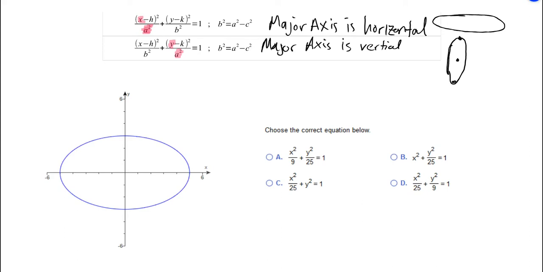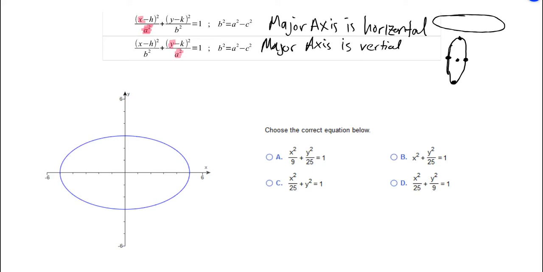Some other things to keep in mind is that A is the distance between the center and your vertices on the longer side, your major axis vertices, and B is your distance between the center and your minor axis vertices. So that's going to help us to build the equation if we're able to find A and B.